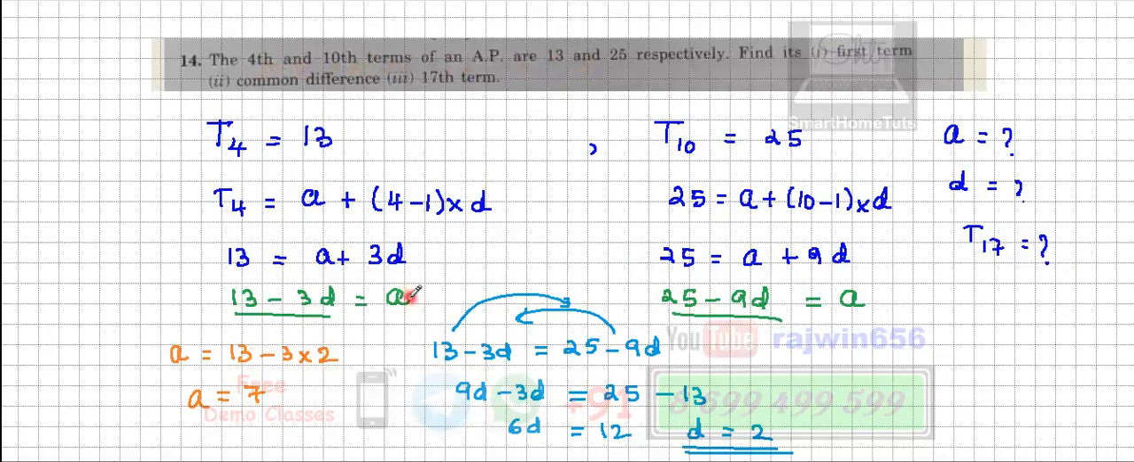What I'm simply doing is bringing this 3D over here, and it becomes minus 3D. Same way this 9D I'm bringing over here, and it becomes minus 9D. I'm getting everything in terms of A, so this part and this part will be equal. I'm getting the value of D, substituting in this equation, and getting the value of A. So I've got the first term, and I've got the common difference.